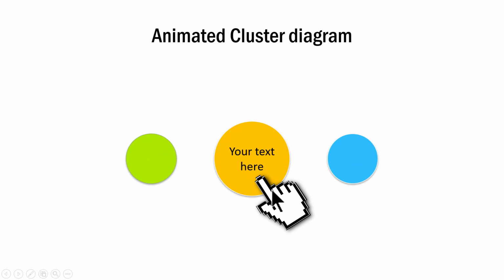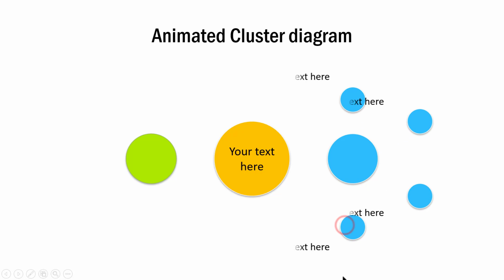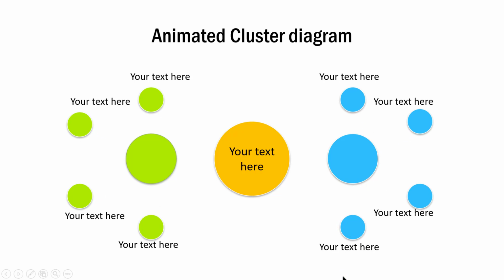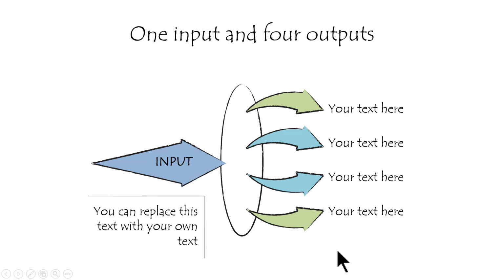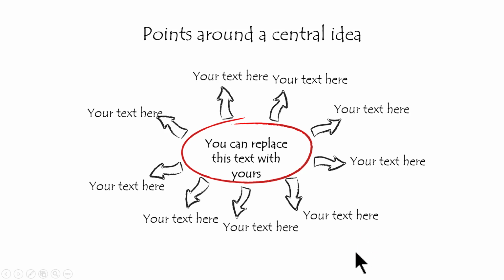Another example is this one, where we talk about animated cluster diagram. On a click, the hand comes and then we have the first level of impact, and then the second level of impact is shown here. If you want a hand-drawn effect, you can have something like this where we have one input and then multiple outputs like this. Another example is this one, which has the same hand-drawn effect.